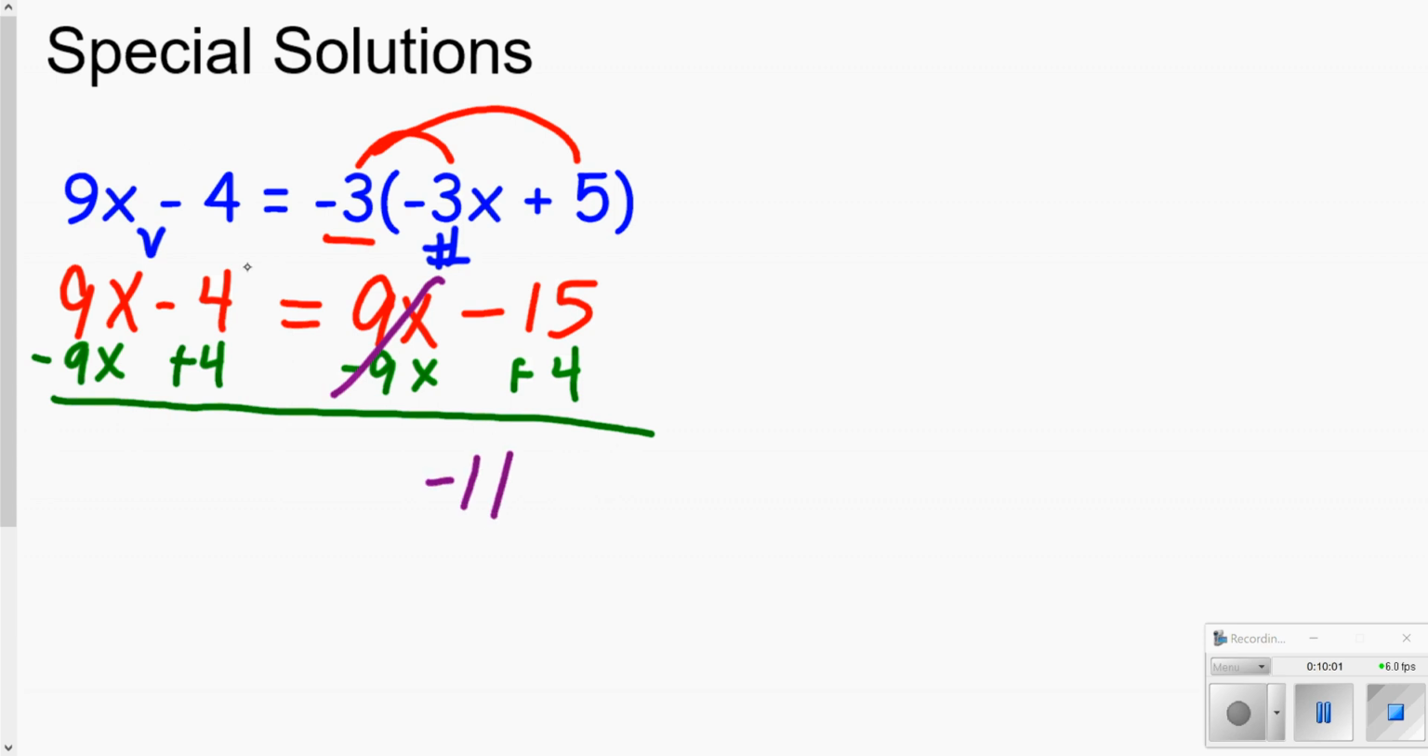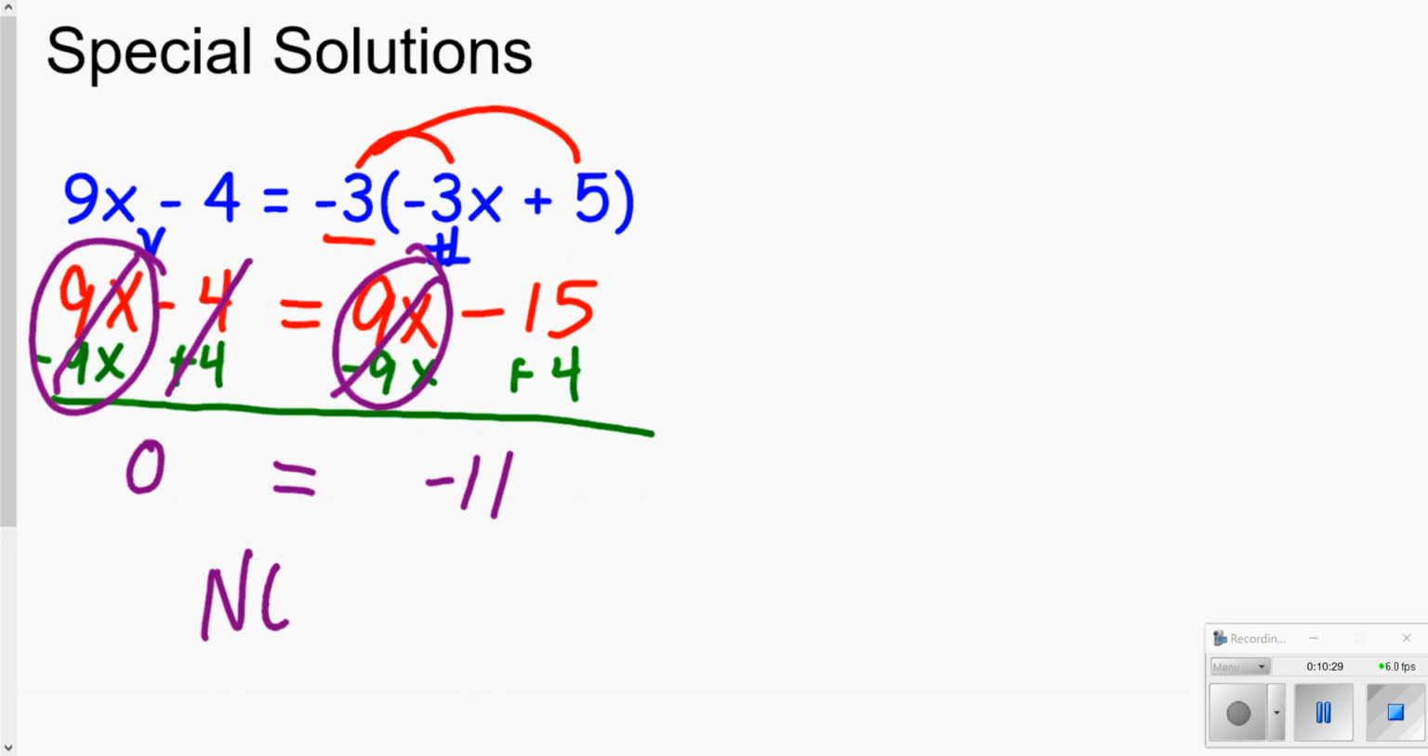On this side, the negative 4 and positive 4 cancel, and when you add 9x and negative 9x, you get 0x, or just 0. And the interesting thing that happens is, in this case, all of the variables cancel out and disappear, and you're left with an equation that says 0 equals negative 11. Now, does 0 equal negative 11? No. So at this point you would say no, because there's no solution.